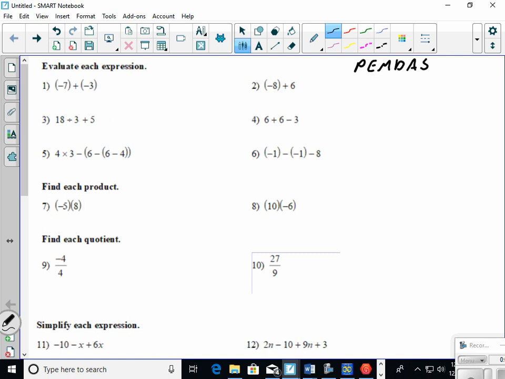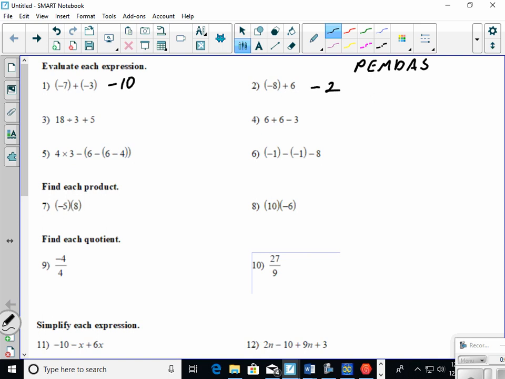Number 1, we've got -7 plus -3. We're adding, and both numbers have a negative, so we keep the negative and just add 7 plus 3, which is 10, so -10. Number 2, -8 plus 6. In this case we have different signs. We keep the sign of the bigger number, which is -8, so negative, and then we subtract the smaller number from the bigger number. 8 minus 6 gives 2, so -2.